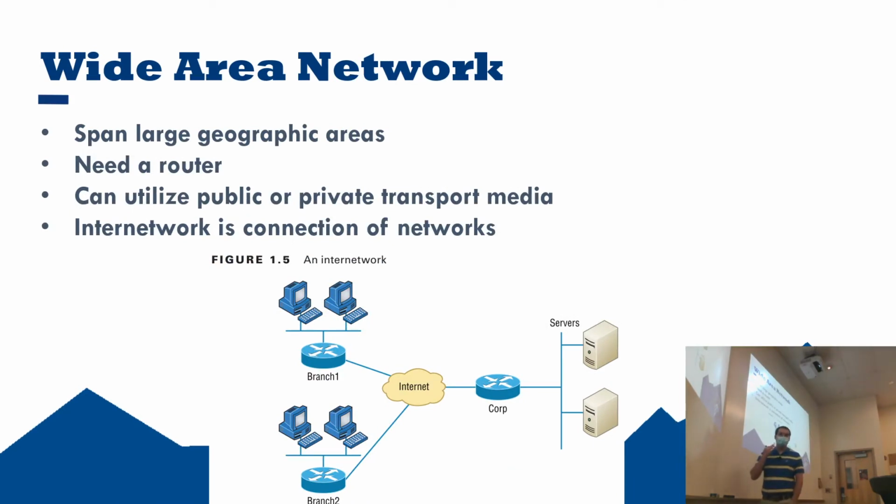So a wide area network is going to be a network that spans a geographic area. Unlike a local area network, we could have this be across multiple buildings if we wanted. And of course, we need a router for this. Why do we need a router? Well, if we have multiple local area networks, we can only connect them together via a router. Even a smart switch is unable to do that without the presence of a router. So the good thing about this is we can use public or private transport networks.